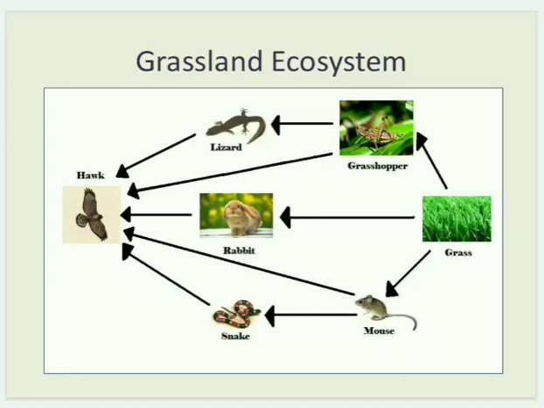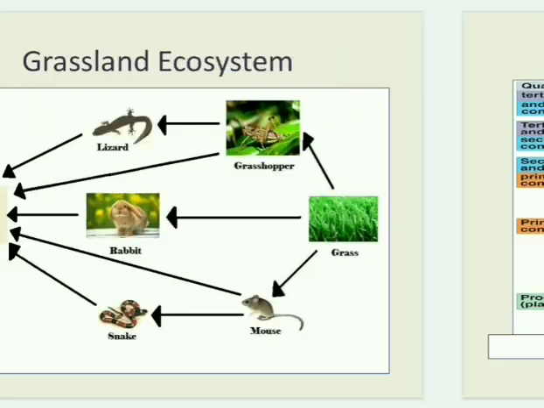Coming to the function of grassland ecosystem, grasses prevent soil erosion. It serves as a pool of energy for grazing animals. Then grasses trap solar energy and the biomass is consumed by herbivores.